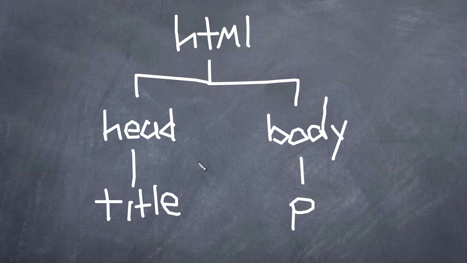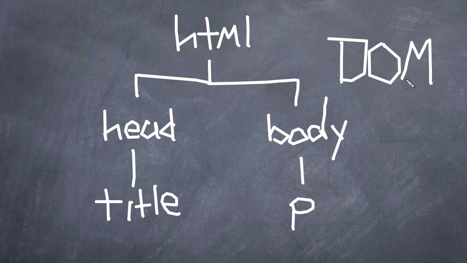Alright, now if we work back the other way, head is the parent of title, and body is the parent of the P tag, while HTML is an ancestor of title, and it is an ancestor of the P tag. Alright, so this is the document object model, or the DOM, you'll see it referred to as. And it's important that you understand that this is how the document object model is structured, specifically later on when we get into CSS and JavaScript.